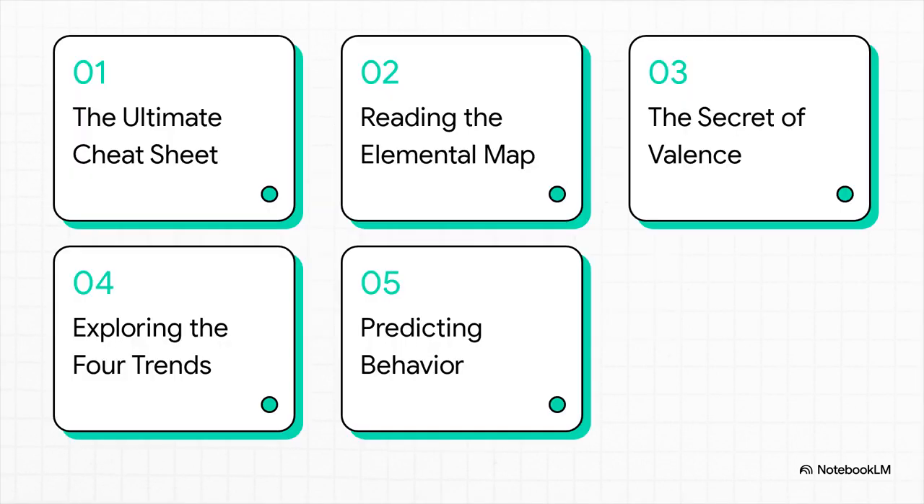All right, here's our game plan. First, we'll talk about why this table is the ultimate cheat sheet. Then, we'll learn how to actually read this elemental map. After that, we're going to uncover the secret of something called valence, explore 4 key trends that flow across the whole thing, and finally, use all that knowledge to predict chemical behavior.